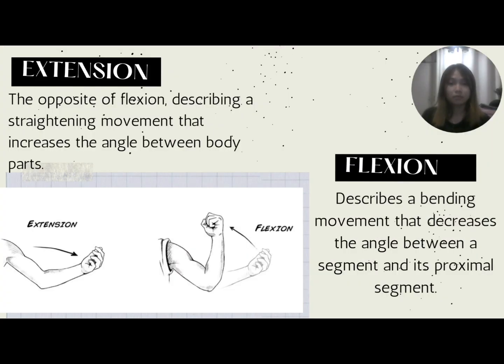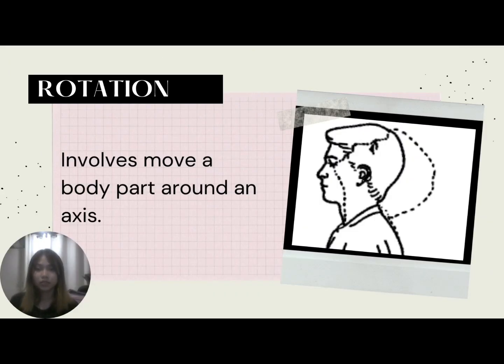Flexion describes a bending movement that decreases the angle between a segment and its proximal segment, while extension is the opposite of flexion. It describes a straightening movement that increases the angle between body parts. So we have here the examples of extension and flexion. And lastly, rotation. Rotation involves moving a body part around an axis, like this picture given.